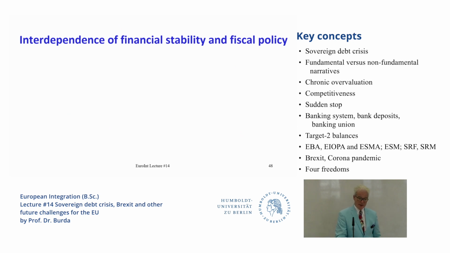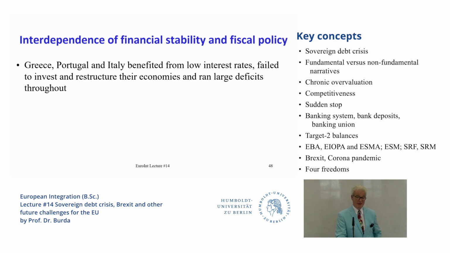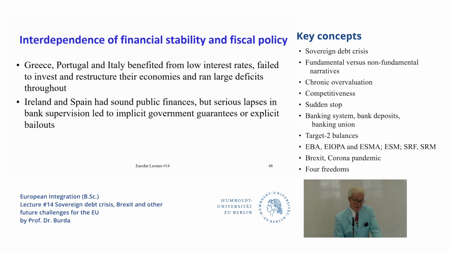Okay, so we've learned the interdependence of financial stability and fiscal policy is key to understanding what happened. Keeping interest rates in the picture, just to remind ourselves, low interest rates could have been exploited to refinance, invest in infrastructure, maybe even pay off some of the debt. Unfortunately, this was not done. Italy, Portugal, and Spain failed to restructure their economies, and the China shock was hitting at the same time.